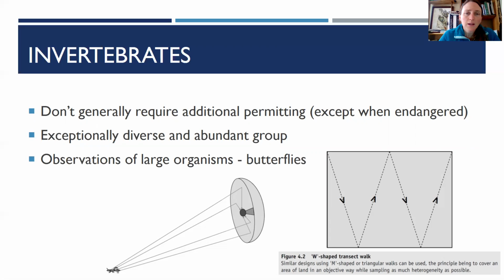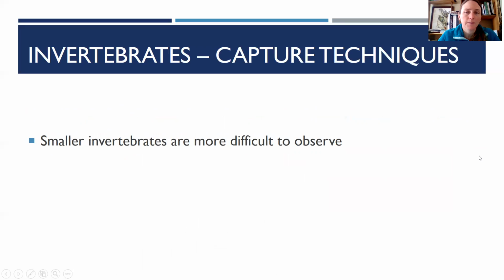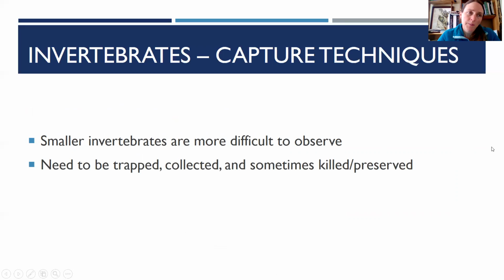So you can make observations of large organisms, things like grasshoppers or butterflies. And for example, this is from the book, you might use a W-shaped transect walk to make counts of butterflies when they're flying, say in the prairies around here. We have great butterflies. Might be an option to actually make observations about them and their behaviors. But smaller invertebrates are more difficult to observe and usually require that you capture them and sometimes require that you kill them to really identify them and study them. So they need to be trapped, collected, and then sometimes killed and preserved.